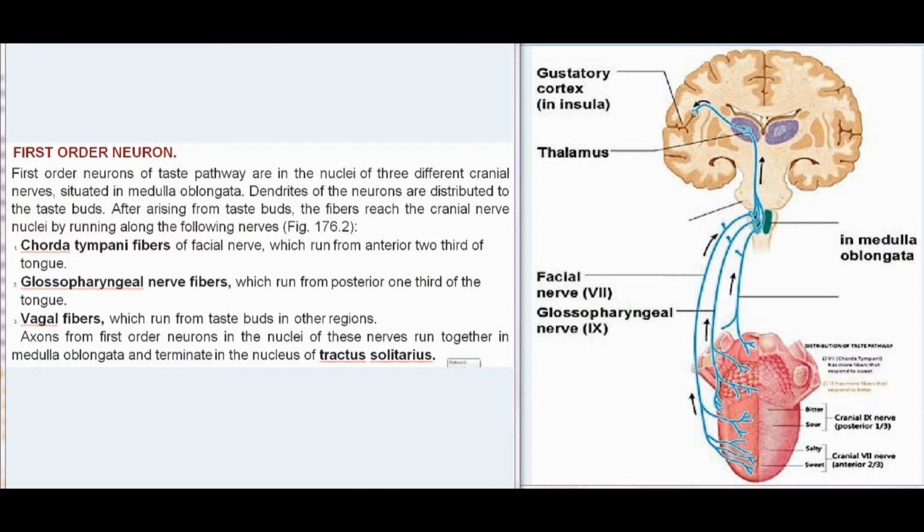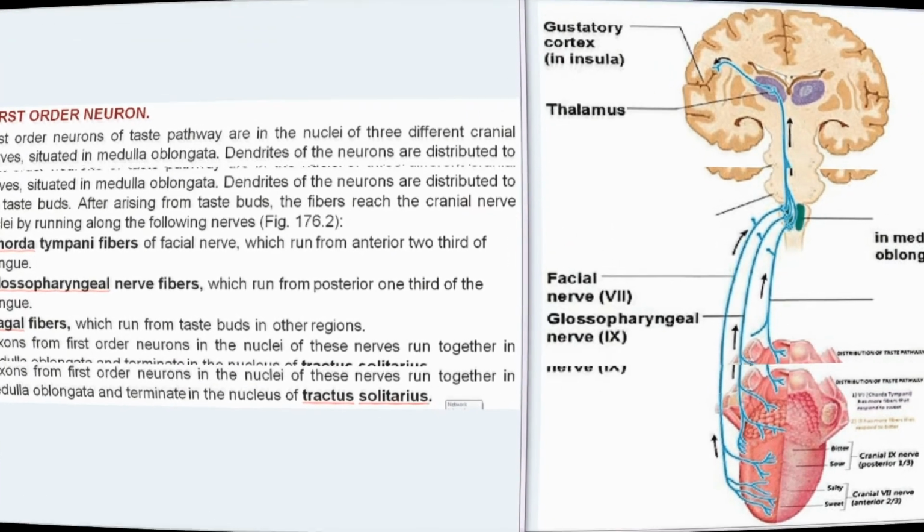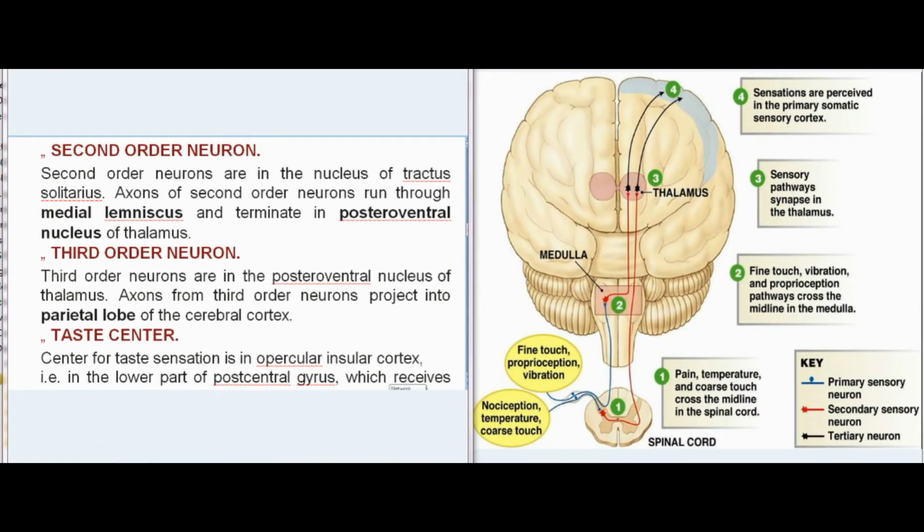After arising from taste buds, the fibers reach the cranial nerve nuclei by running along the following nerves: Fig 176.2. Chorda tympani, fibers of facial nerve, which run from anterior 2/3 of tongue. Glossopharyngeal nerve fibers, which run from posterior 1/3 of the tongue. Vagal fibers, which run from taste buds in other regions. Axons from first-order neurons in the nuclei of these nerves run together in medulla oblongata and terminate in the nucleus of tractus solitarius. Second-order neuron.